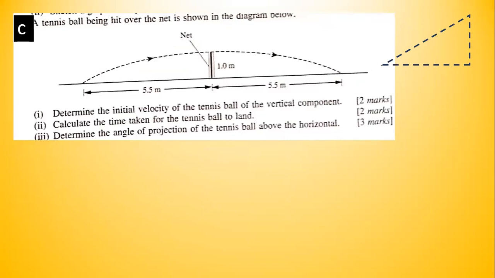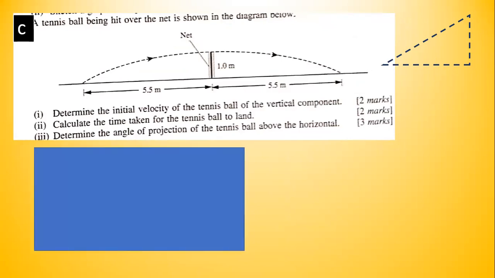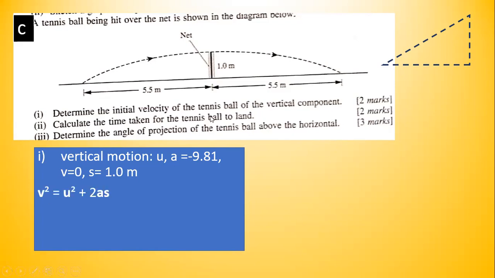A tennis ball being hit over the net is shown in the diagram below. Determine the initial velocity of the tennis ball, the vertical component. You are given 1.0, a distance. So you want the vertical component; look at the vertical motion. No need to memorize the formula. Initial speed is what you want to find. You take upwards as positive, so your acceleration is minus 9.81. At the maximum height, your velocity is 0, so your height is 1.0. Choose the right formula: v² = u² + 2as. Then calculate. That's your vertical component.